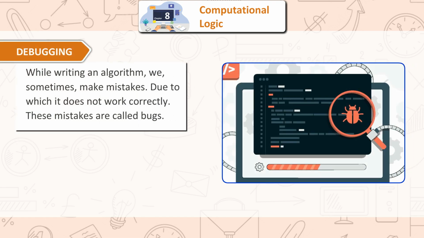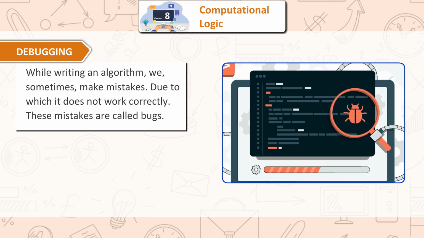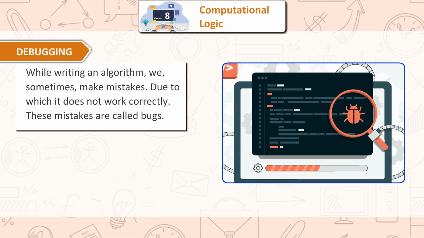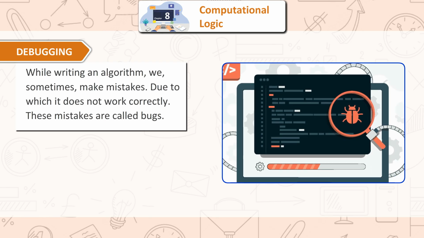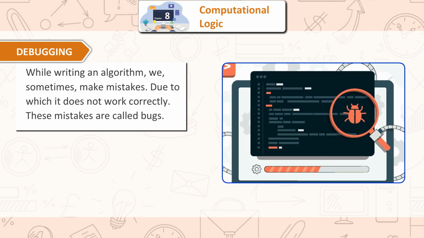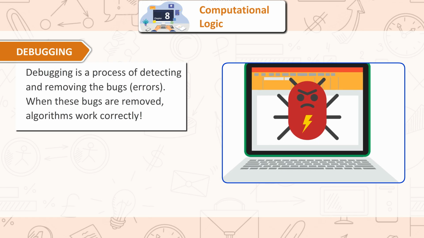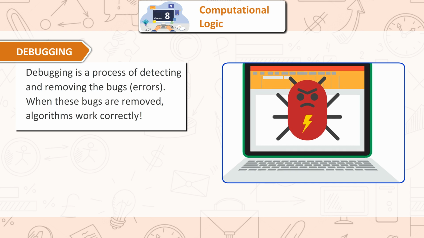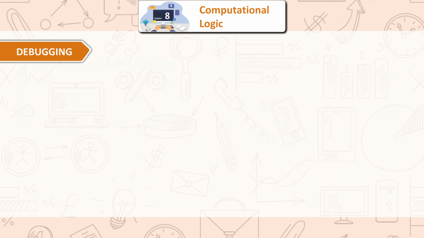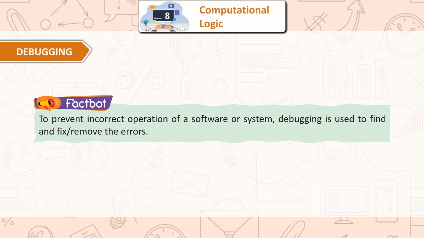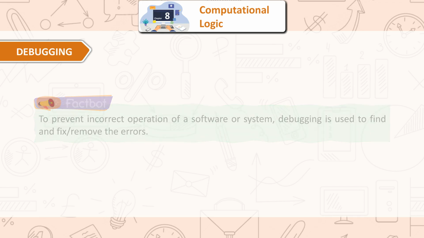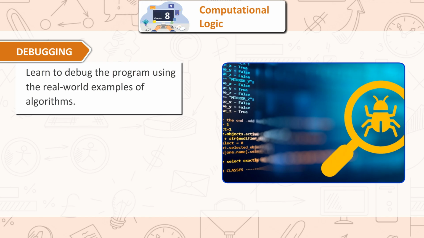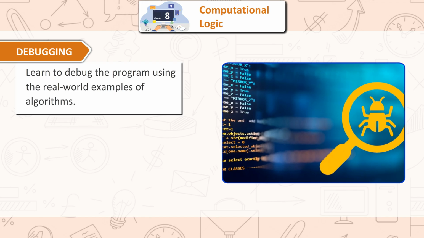Debugging. While writing an algorithm, we sometimes make mistakes, due to which it does not work correctly. These mistakes are called bugs. Debugging is a process of detecting and removing the bugs, errors. When these bugs are removed, algorithms work correctly. FactBot. To prevent incorrect operation of a software or system, debugging is used to find and fix or remove the errors.